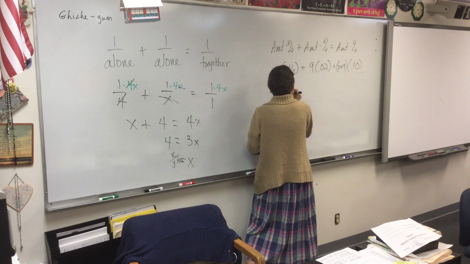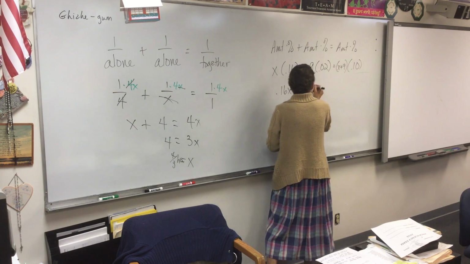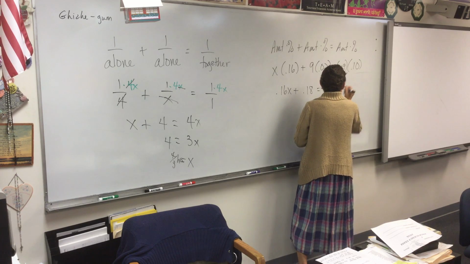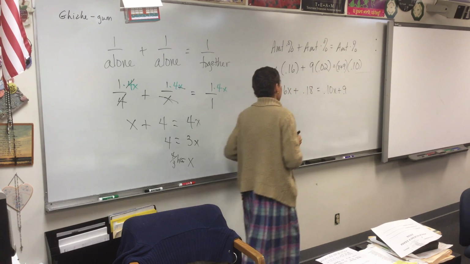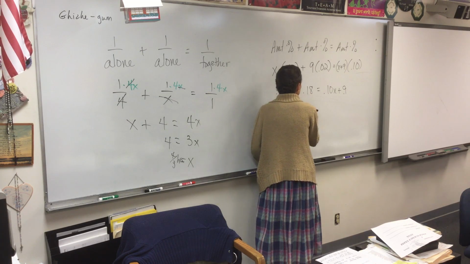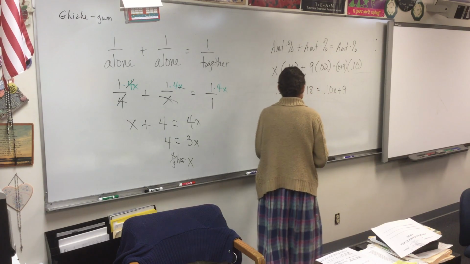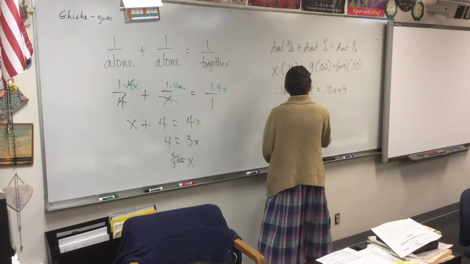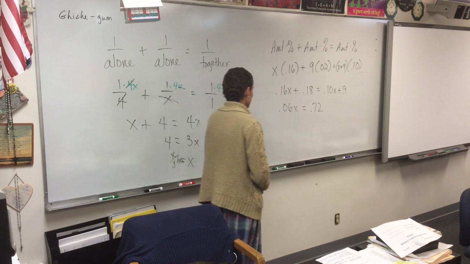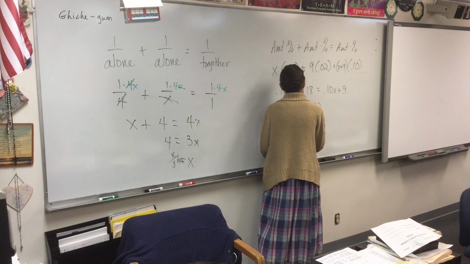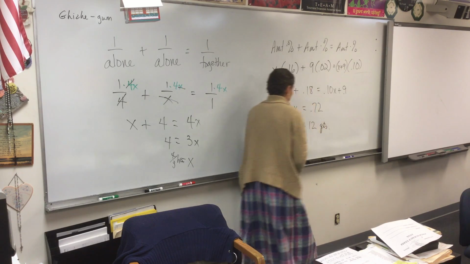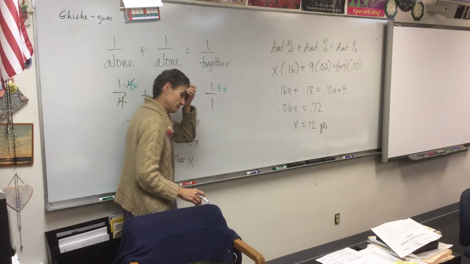So 0.16x plus 0.18 equals 0.10x plus 0.9. And there's 6x. You can use a calculator. Whoopsie, something's wrong. Oh no, never mind. You can use a calculator. I got 12 quarts, but I'm gonna let somebody with a calculator check me on that.